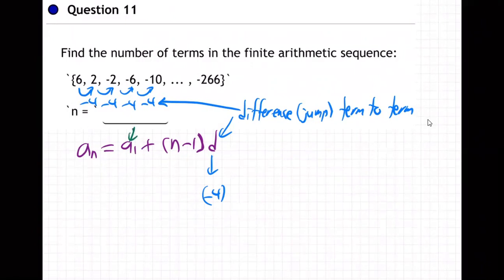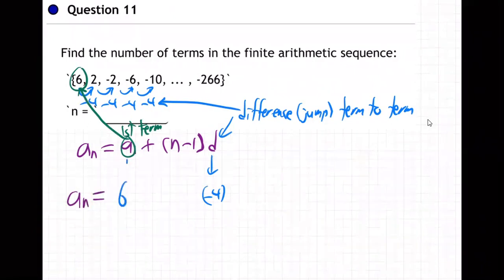And the first term, a1, is the first term. So here, let me pick that up. a1 is right there. First term. So what do we got now? We got a sub n is the first term, which is 6, plus n minus 1 times -4. Right, good. And so now what are we going to do with this?